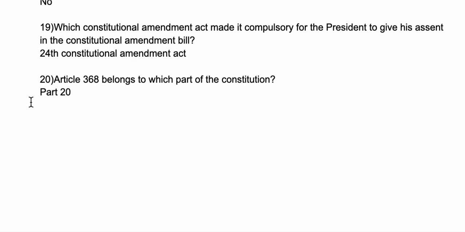20th question, Article 368 belongs to which part of the Constitution? It is Part 20. So that's it.